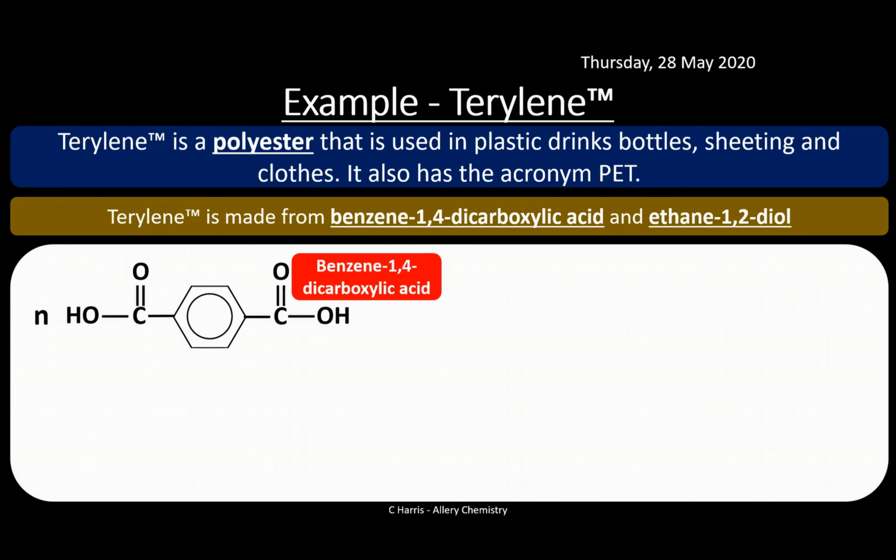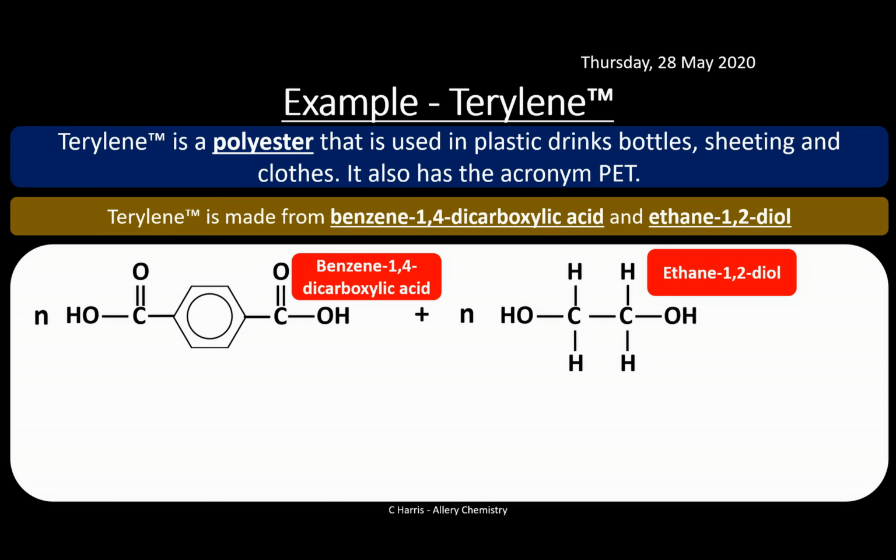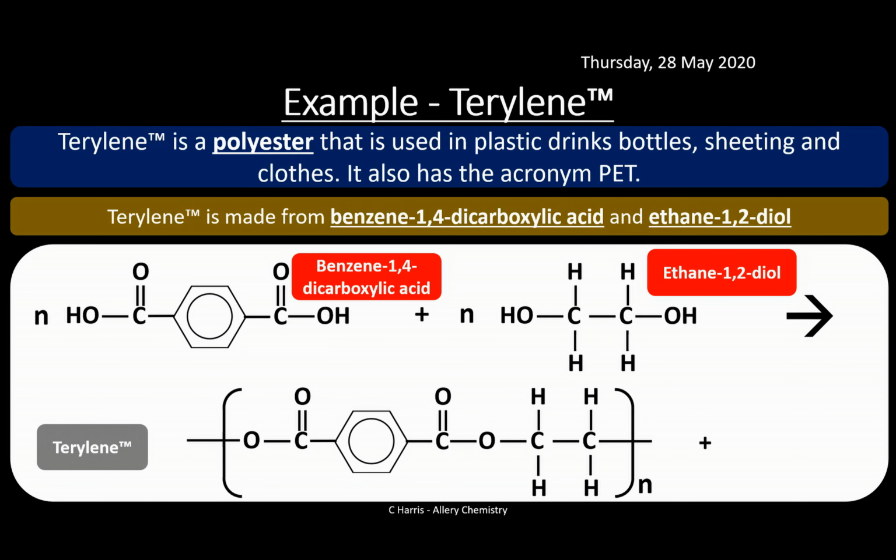So let's have a look here. There is our benzene 1,4-dicarboxylic acid. That's it there, and this is going to react with ethane 1,2-diol. We've got the 2 alcohol groups either side there. So these are going to react together and form our terylene, which is that, and water.